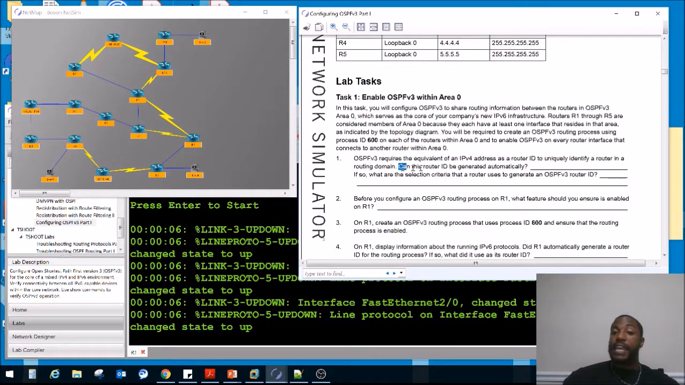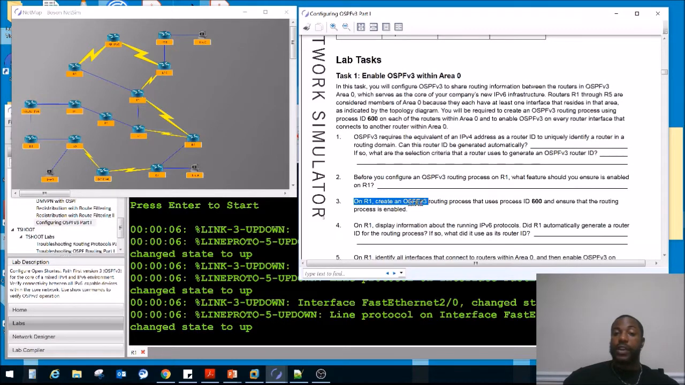So it says here, can this router ID be generated automatically? No, just like we just said, because you have to explicitly define it. If so, what are the selection criteria that a router uses to generate an OSPFv3 router ID? I don't believe it does so, so I don't even know why they ask us that. Before you configure an OSPFv3 routing process on router 1, what features should you ensure is enabled on router 1? Well, obviously we need to make sure that IPv6 is enabled.